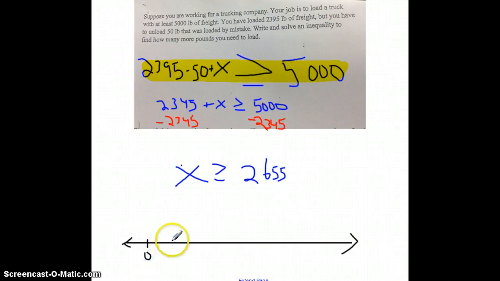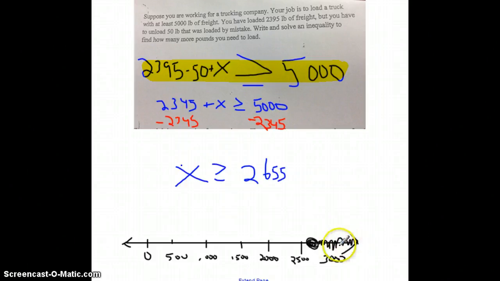Let's see if we did this. 0, 500, 1,000, 1,500, 2,000, 2,500, 3,000. Is this going to be an open circle or a closed circle here? That's right, it's going to be closed. It's going to be colored in. And we have to be bigger than this number, so we can add any of these numbers out here.